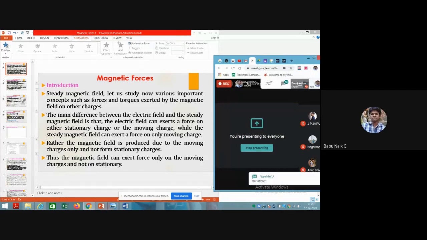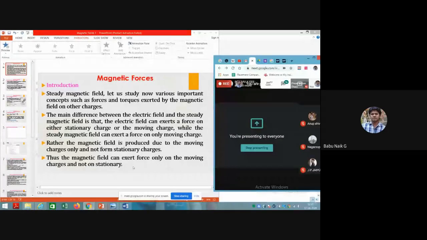So a magnetic field is produced by the moving of charges, and that may exert forces on moving charges. A magnetic field cannot arise from stationary charges and cannot exert any force on stationary charges. The magnetic field is produced due to moving charges only, not from stationary charges. Thus the magnetic field can exert force only on moving charges and not on stationary charges.